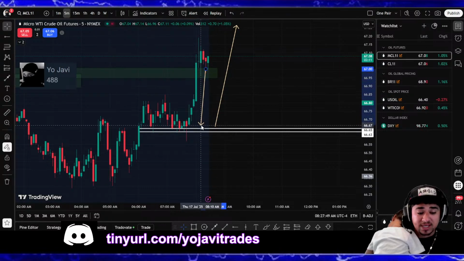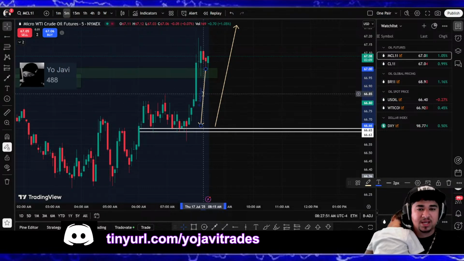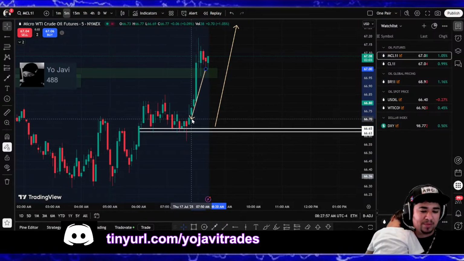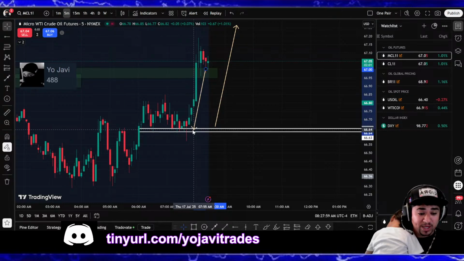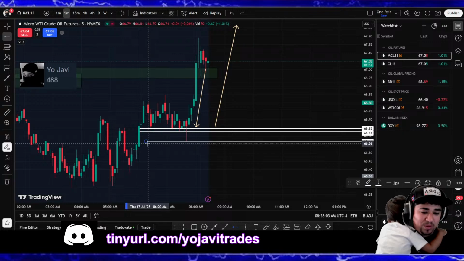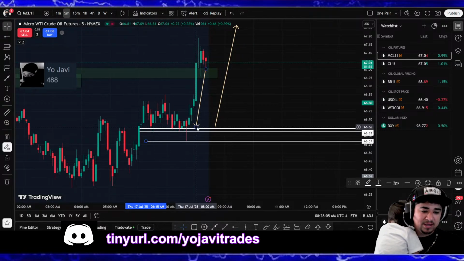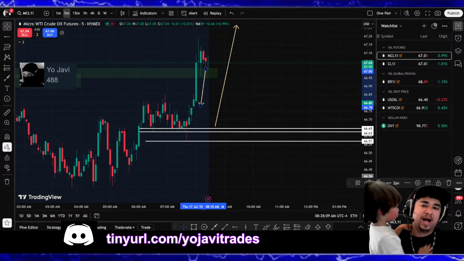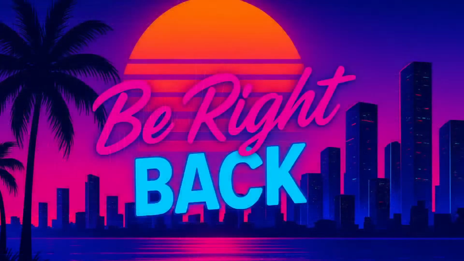If the zone gets invalidated, my next question is, is there support? And if there is support, my favorite thing is to watch for a liquidity grab. I need the market to wick past the lowest wick right here. I wait for that, and once it goes past it, if it wicks it and goes up, I go in for buys.